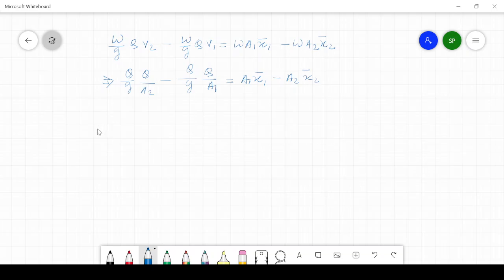Now this can be again written like this: Q square by gA1 plus A1 x1 bar is equal to Q square by gA2 plus A2 x2 bar. Here, up to this was clear?